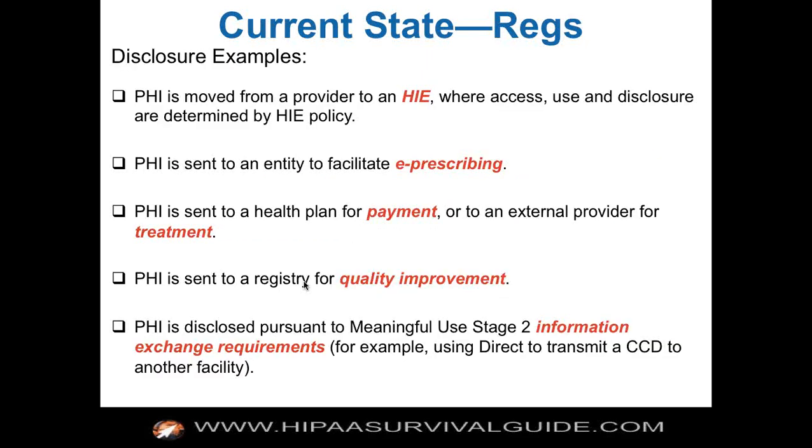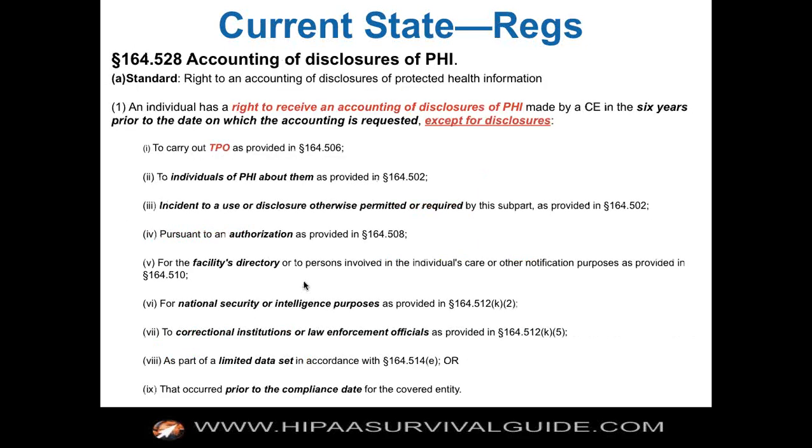So here are some examples. If PHI is moved from a provider to an HIE, a health information exchange, that's a disclosure. If PHI is sent to an entity to facilitate e-prescribing, that's a disclosure. Going to Walgreens or CVS. If it's shared for payment, if it's shared for treatment, those are all disclosures. Almost anything you can think of where you share PHI outside of the entity is going to be a disclosure. It's pretty broadly defined.